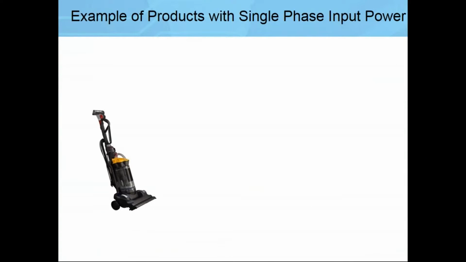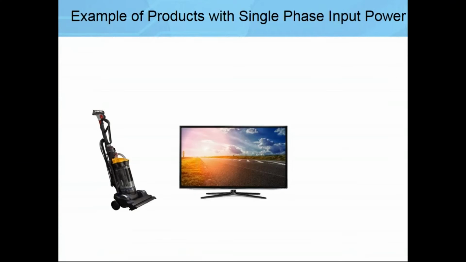As I mentioned earlier, some of the products that you may see that have single phase input requirement could be a vacuum, your TV, and also some single phase motors. Again, we're trying to power up these devices. They require line to neutral voltages of either 120 or 240 or 230 volts, and providing this voltage differential between those two pins allows these products to power on.